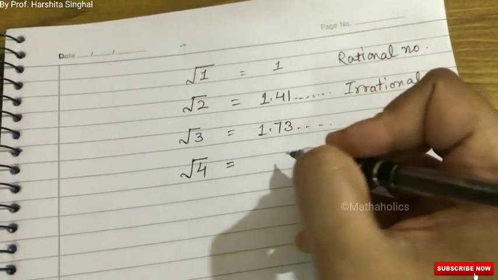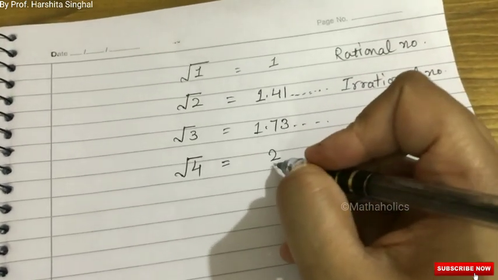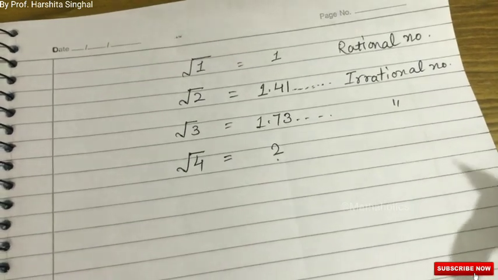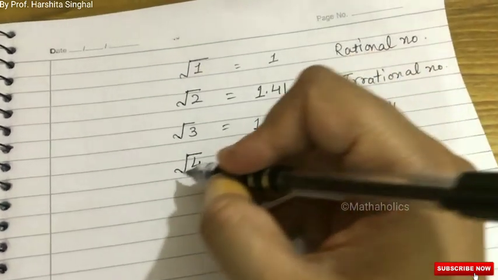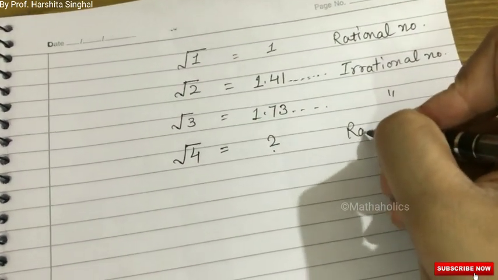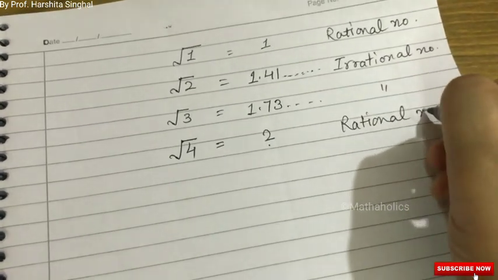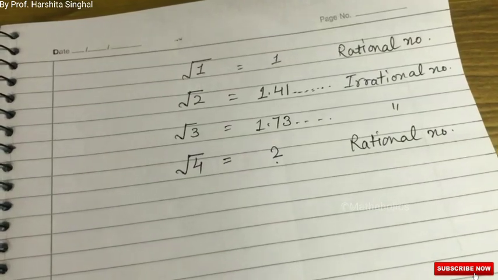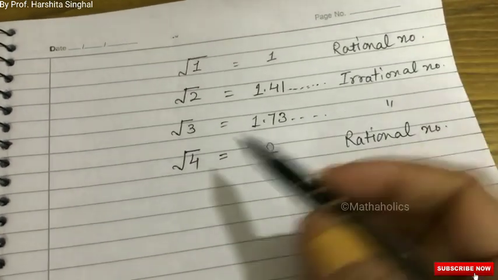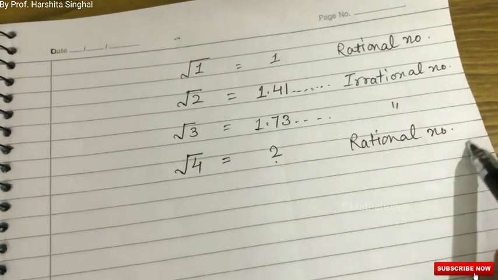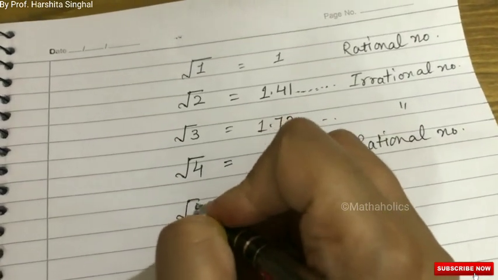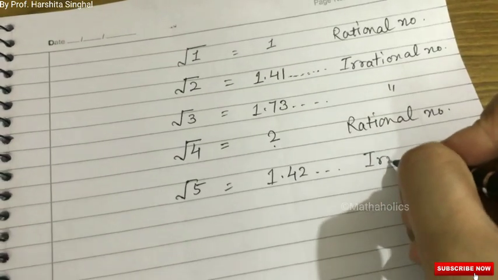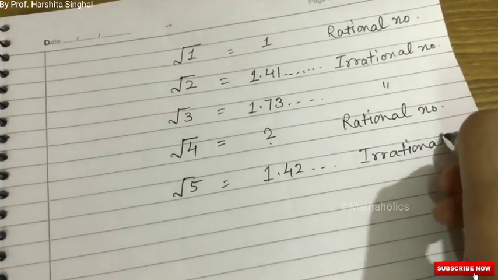We can write root 4 as 2. And this number can be written in the form of p upon q, where p and q are integers and q is not equal to 0, so root 4 is a rational number. So we cannot say that all square roots are irrational numbers, some of the square roots are rational numbers as well. In the same way root 5 is equal to 2.23 something, so this is again an irrational number.